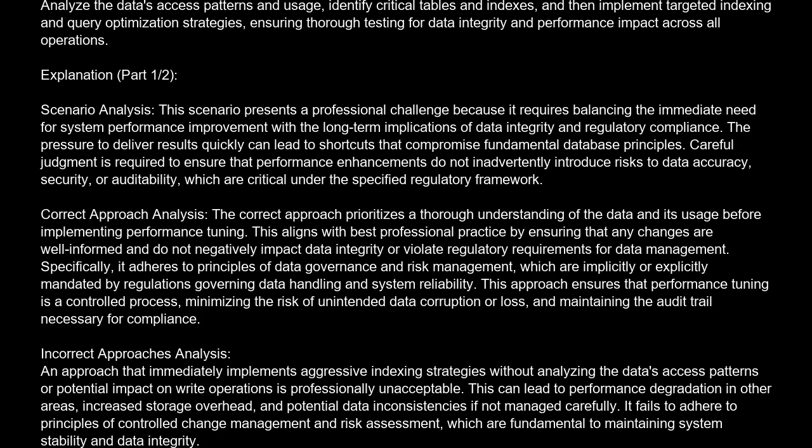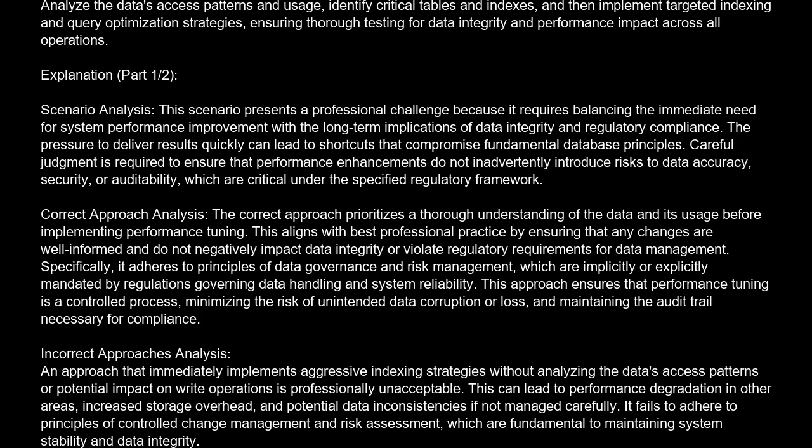Explanation. Scenario analysis. This scenario presents a professional challenge because it requires balancing the immediate need for system performance improvement with the long-term implications of data integrity and regulatory compliance. The pressure to deliver results quickly can lead to shortcuts that compromise fundamental database principles. Careful judgment is required to ensure that performance enhancements do not inadvertently introduce risks to data accuracy, security, or auditability, which are critical under the specified regulatory framework.